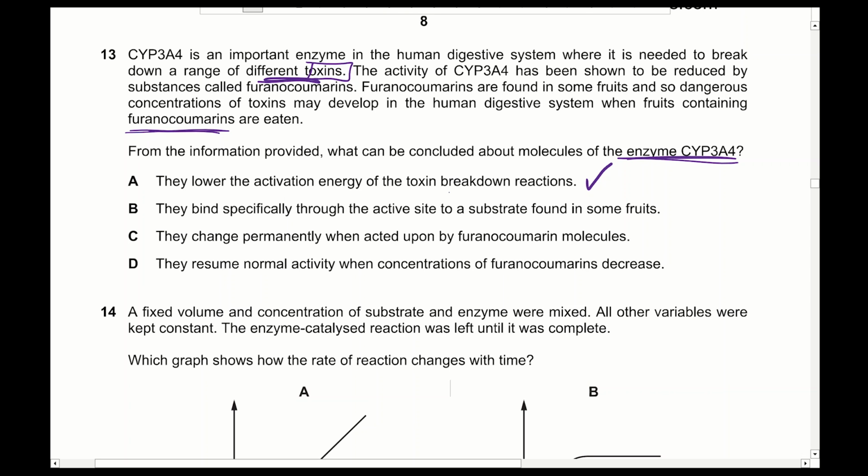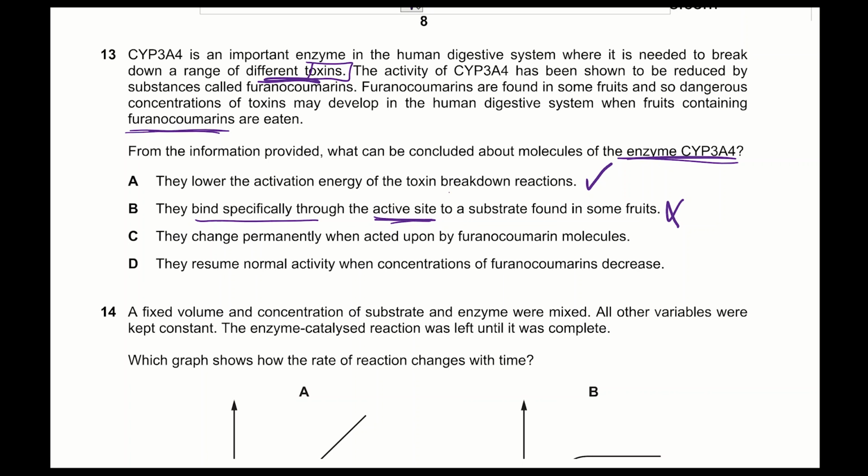For B, they bind specifically through the active site to a substrate found in some fruits. So we've just mentioned that the substrates for the enzyme are the toxins, not the fruit. The furanocoumarins found in fruits are inhibitors to that enzyme. They are not the substrates. Therefore, this is incorrect. And also, regarding binding specifically through the active site, I've just mentioned that it is not specified whether this is a competitive or non-competitive inhibitor, so in both ways this cannot be correct.